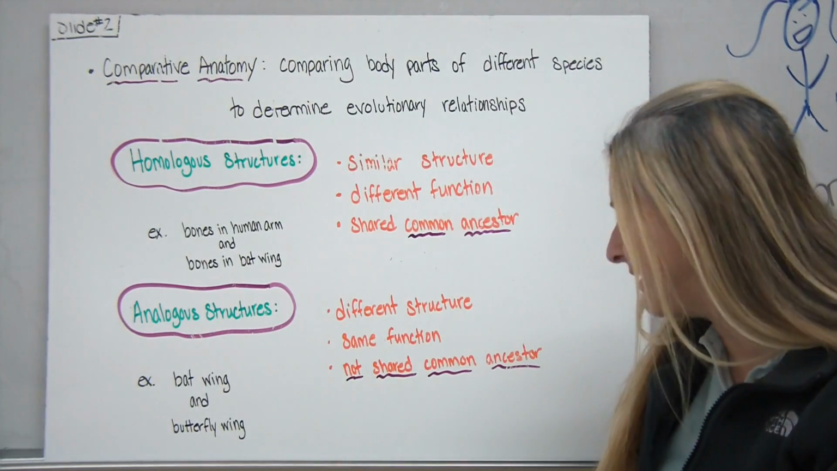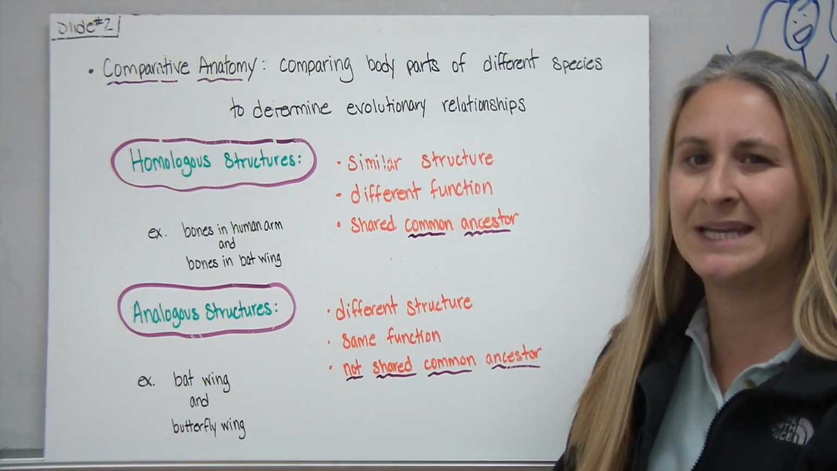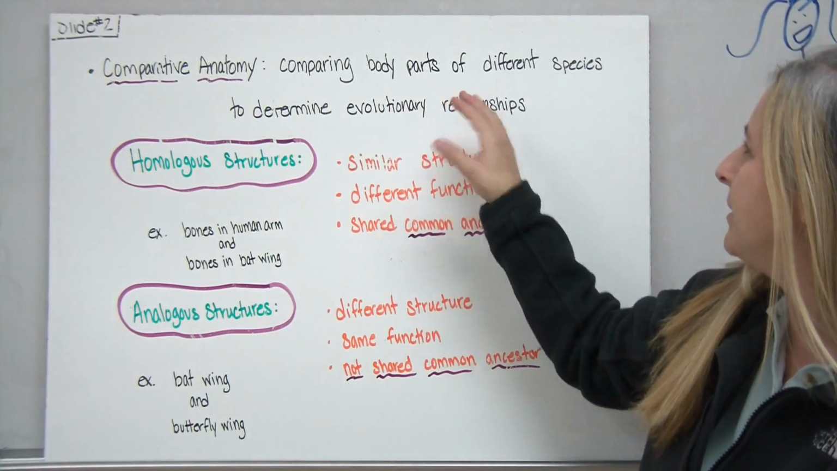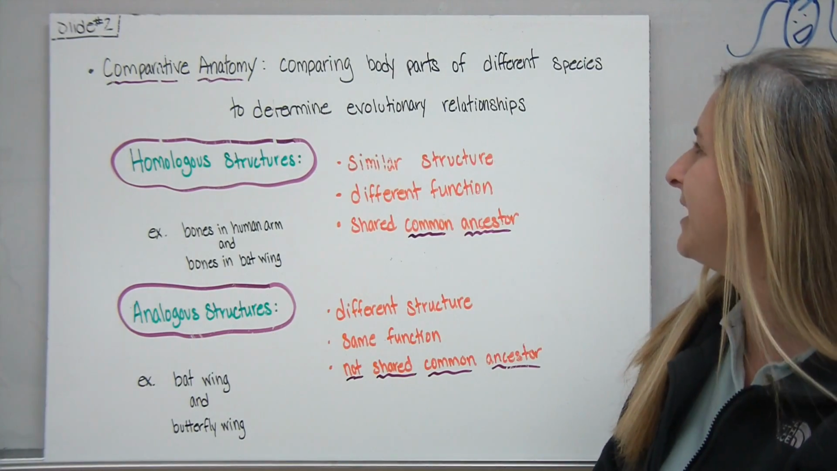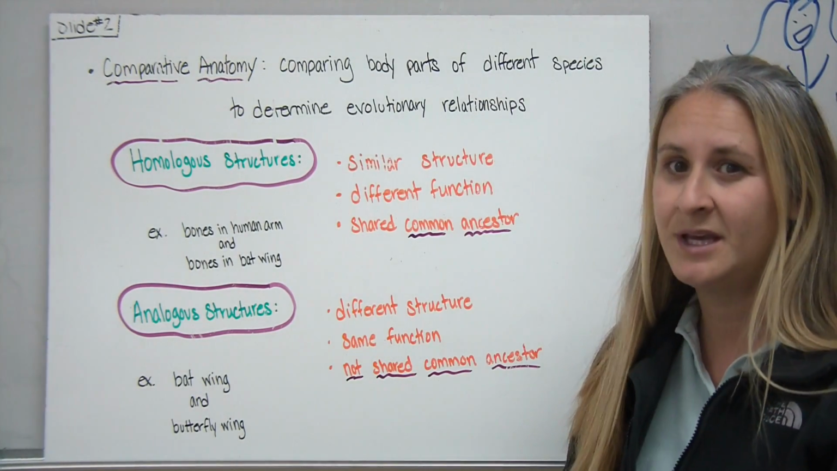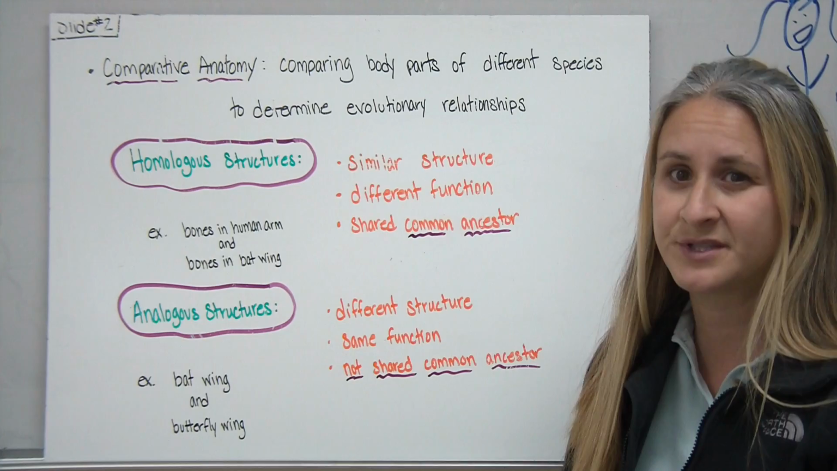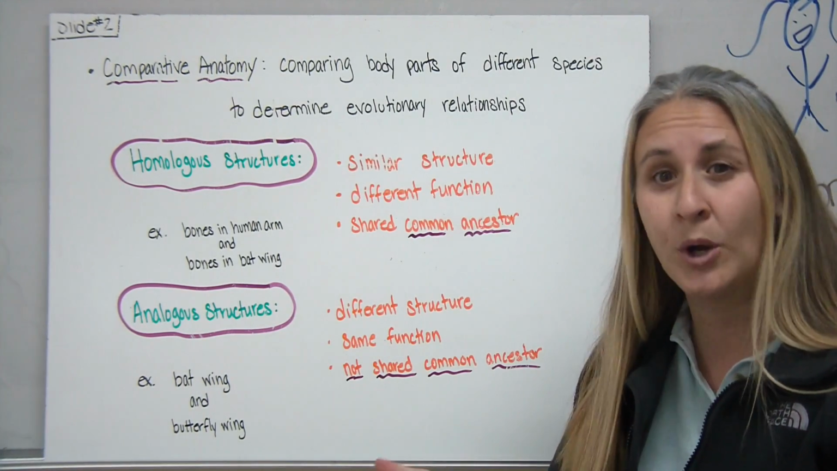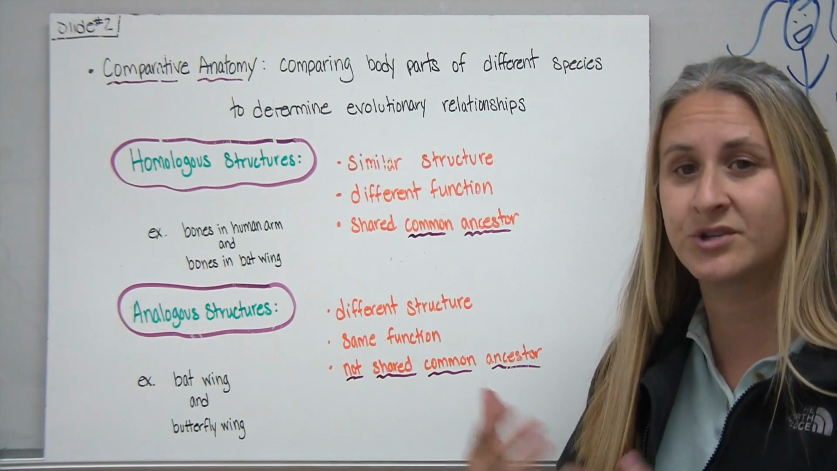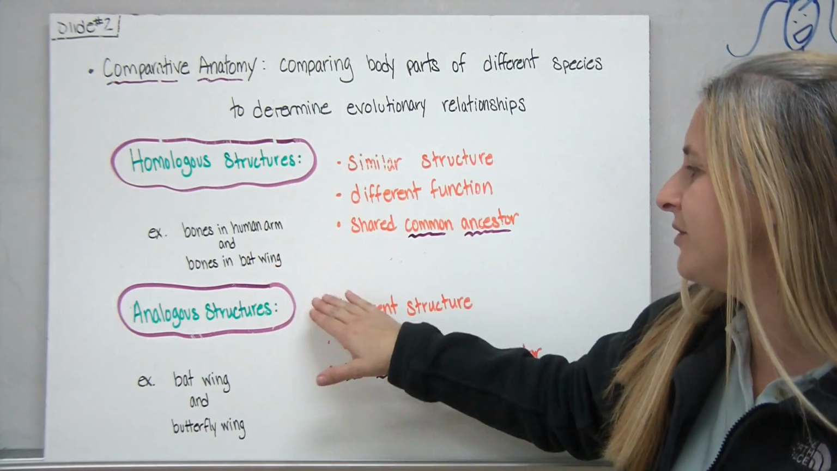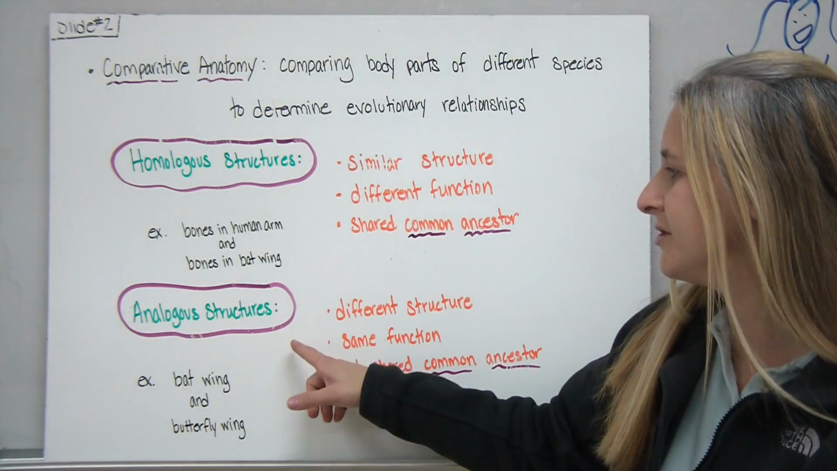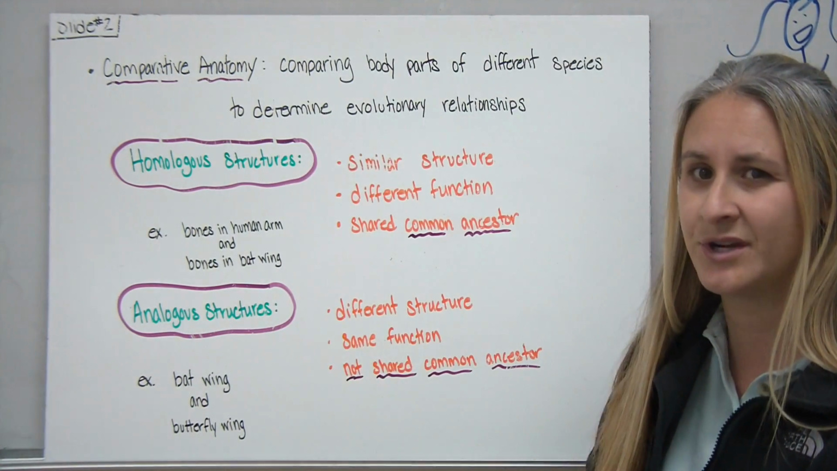Another type of evidence of evolution that we use is by comparing anatomy. We consider it to be comparative anatomy. We compare body parts of different species to determine evolutionary relationships. Now, there are two different types of structures that we typically refer to when we look at anatomy. We may compare bones, we may compare muscle structure and things like that. But there are two different types of structures that we have named. They're called homologous structures and analogous structures.